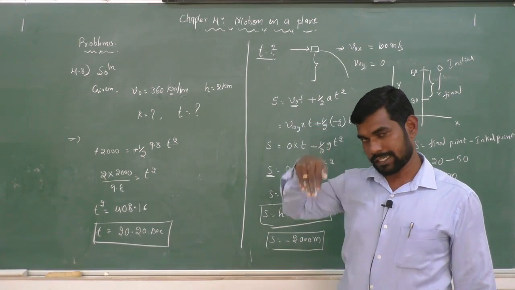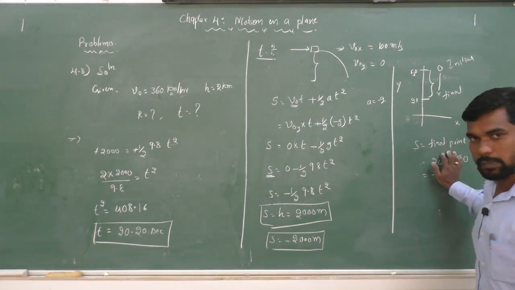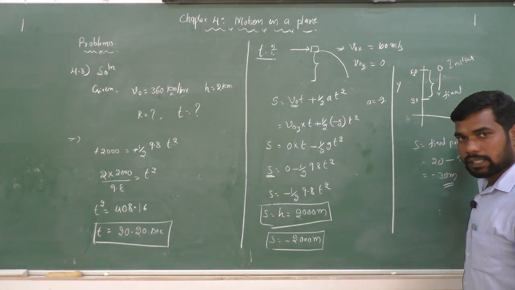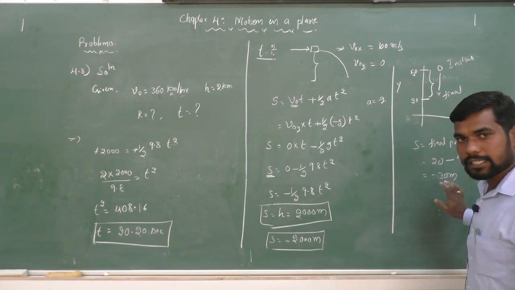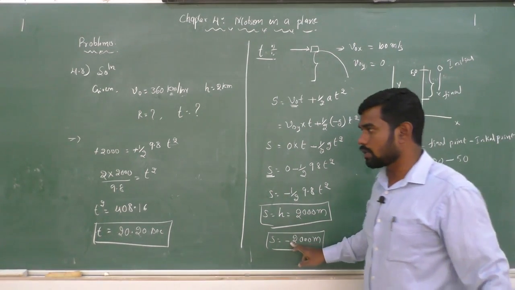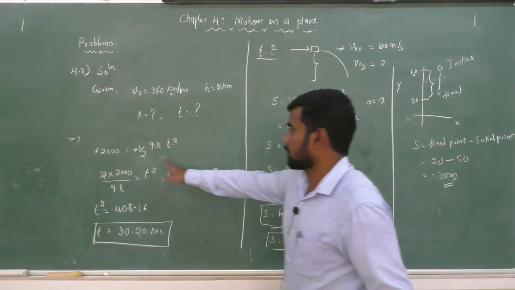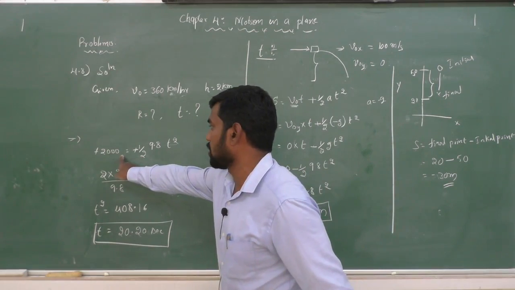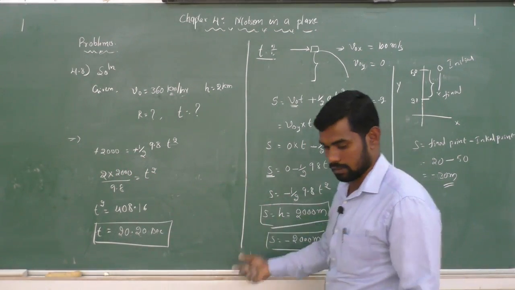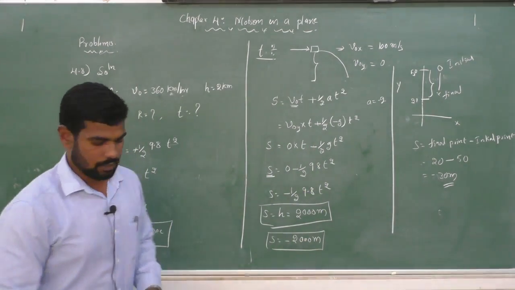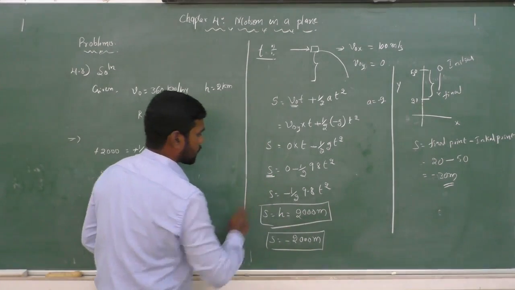When it moves towards the ground, displacement is negative, because displacement can be found out by taking the difference between the final point and the initial point. Then displacement will be negative. Here you have to take it as negative, and that negative you substitute in this equation, minus 2000 here. I just substituted this value in this equation.